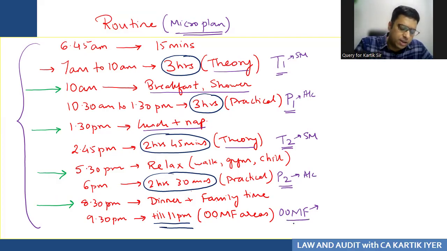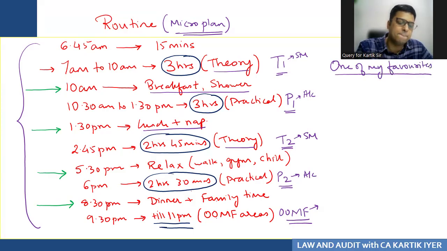Now, what is this oomph area? Now, oomph area is what I understand. Oomph means one of my favorites. One of my favorites. Okay. Now, in this, what do you have to do? This is the master stroke on this one.